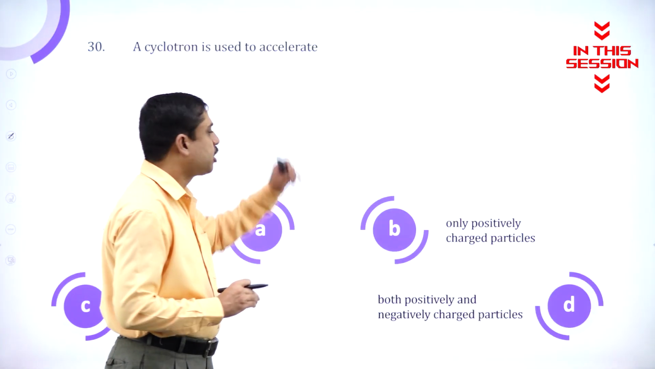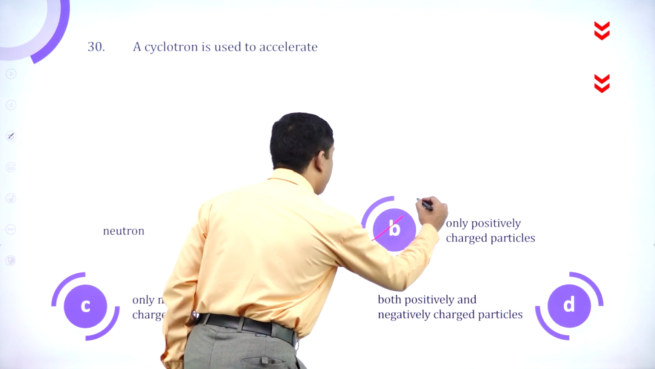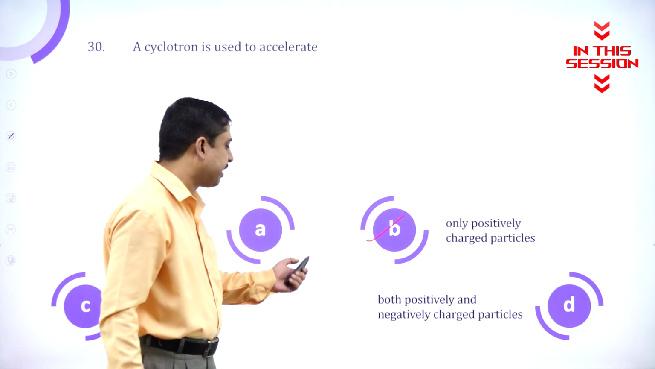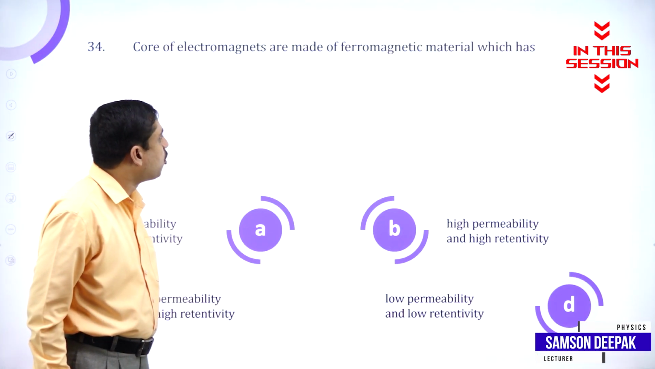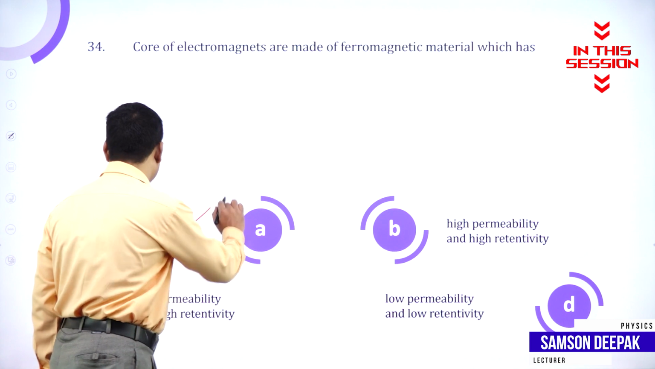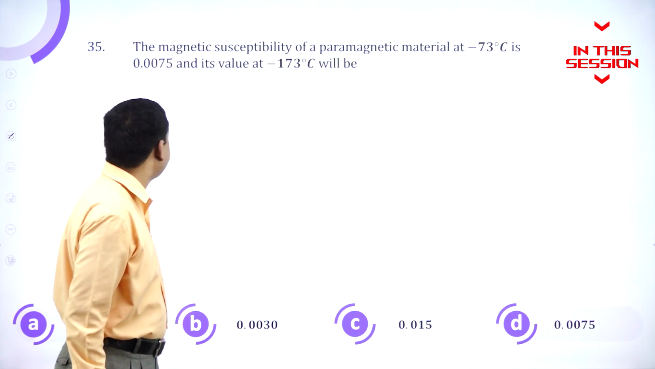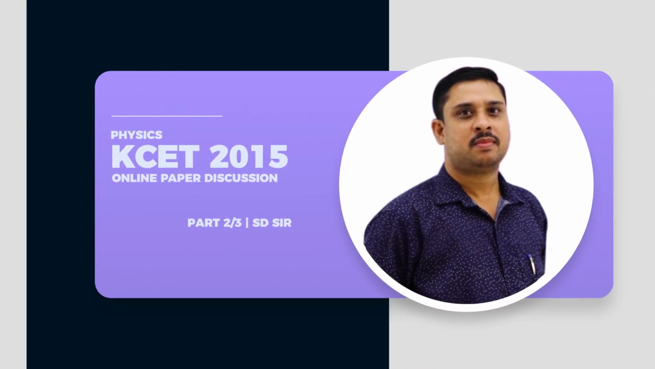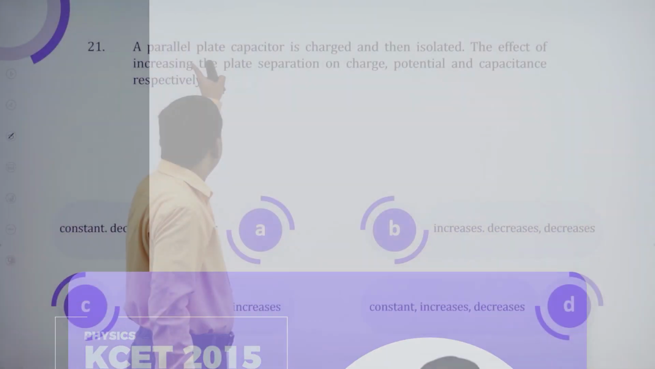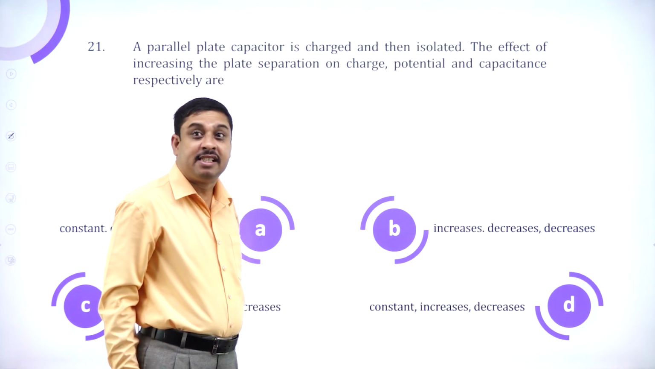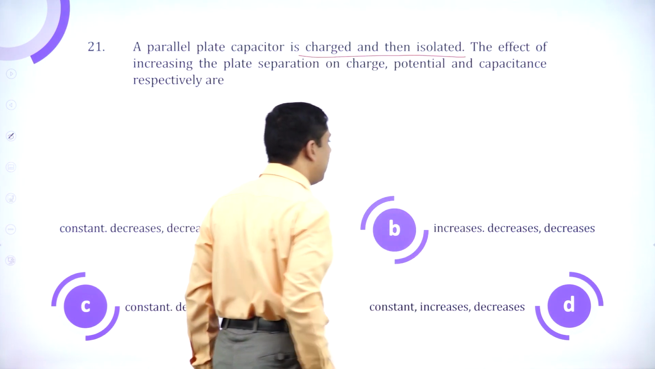PQRS. A cyclotron is used to accelerate only positively charged particles. Core of electromagnets are made of ferromagnetic material which has high permeability, low retentivity. Parallel plate capacitor is charged and then isolated.